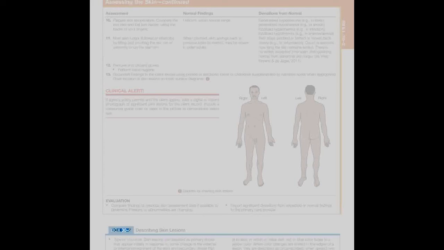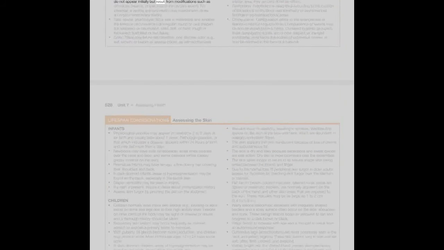Box 30-5. Type or structure. Skin lesions are classified as primary, those that appear initially in response to some change in the external or internal environment of the skin, and secondary, those that do not appear initially but result from modifications such as chronicity, trauma, or infection of the primary lesion. For example, a vesicle, a primary lesion, may rupture and cause an erosion, a secondary lesion.